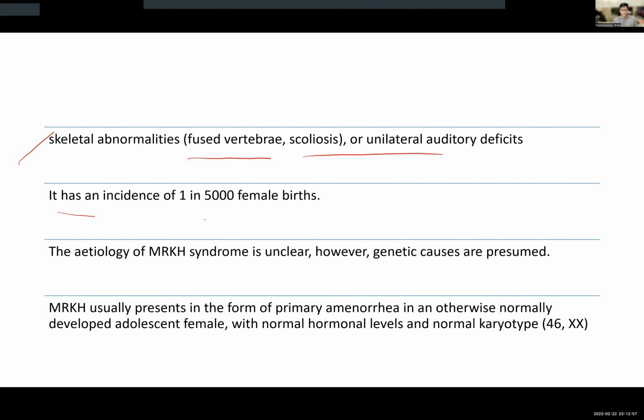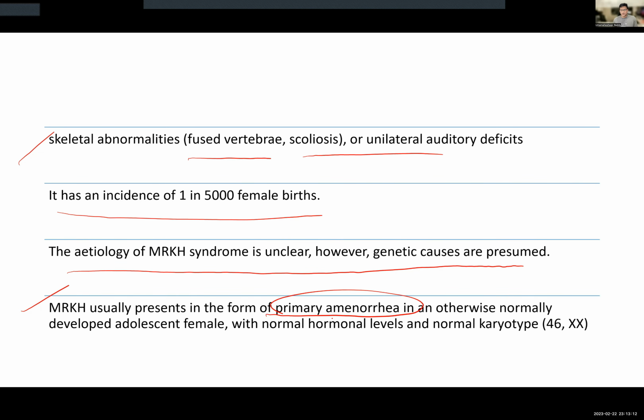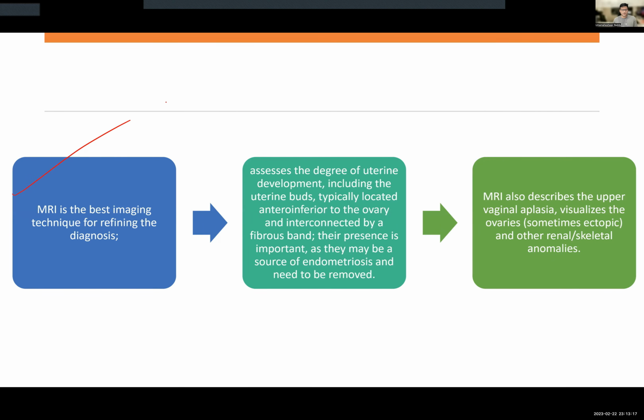It has an incidence of approximately 1 in 5,000 female births. The etiology of MRKH syndrome is unclear, and a lot of genetic causes are presumed. MRKH usually presents with primary amenorrhea, like in our case, and the karyotype is generally normal. So the best imaging is MRI. It also picks up the ovaries, which, like in our case, can be very far placed. You should be able to appreciate both the ovaries before calling it MRKH syndrome.